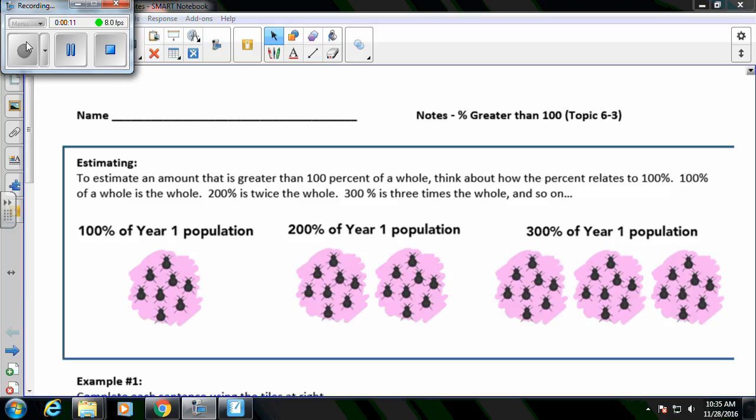Let's look at estimating. To estimate an amount that is greater than 100% of a whole, think about how the percent relates to 100. 100% of a whole is the whole. 200% is twice the whole. 300% is 3 times the whole, and so on. Notice our ... here, just like when we have repeating decimals, if you want to think of it that way. So we have 100% of the population, and there are 8 little ants here, or bugs, actually not really ants. 200% of that population would be double that, and 300% would be triple it. So if you can visualize this picture, it will help you a little bit more.